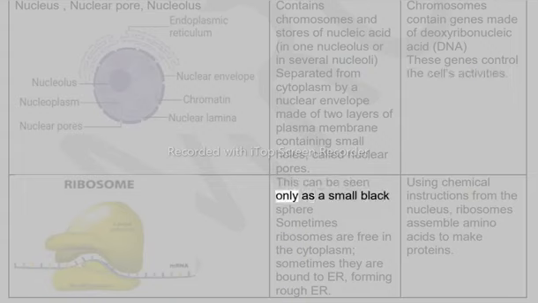Ribosome can be seen only as a small black sphere. Sometimes ribosomes are free in the cytoplasm, sometimes they are bound to ER, forming rough ER. Using chemical instructions from the nucleus, ribosomes assemble amino acids to make proteins. Typical plant and animal cells.